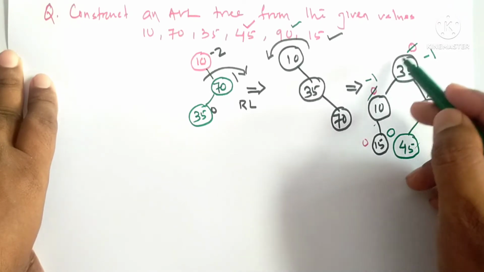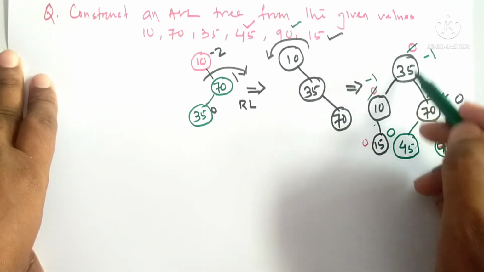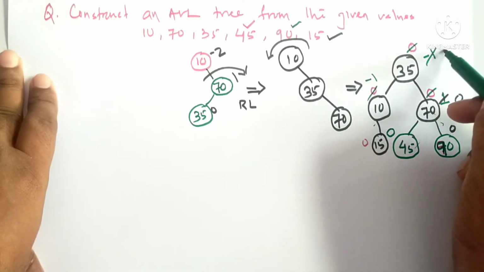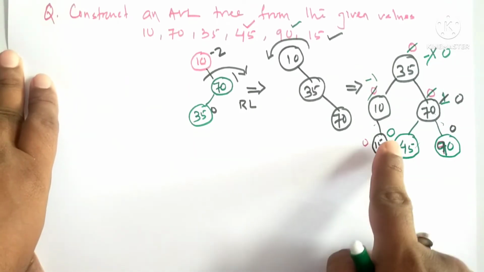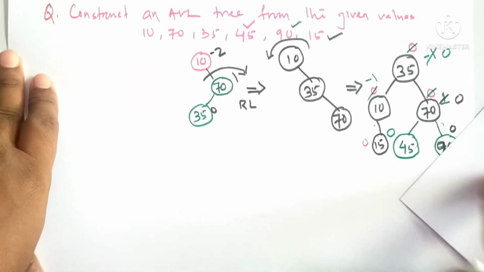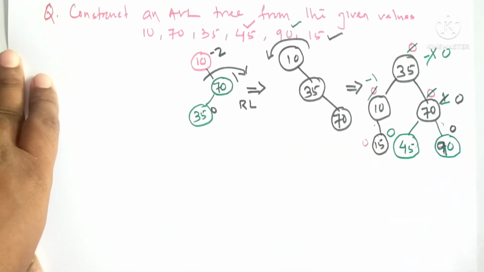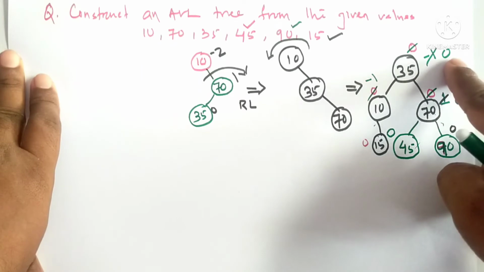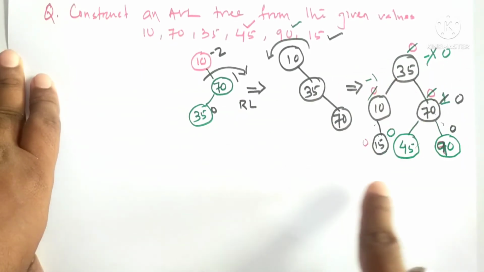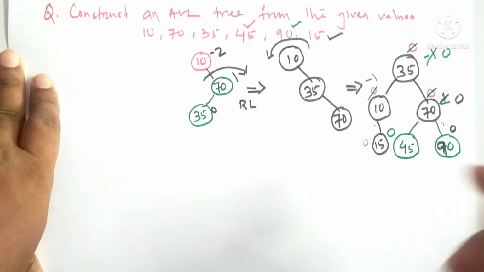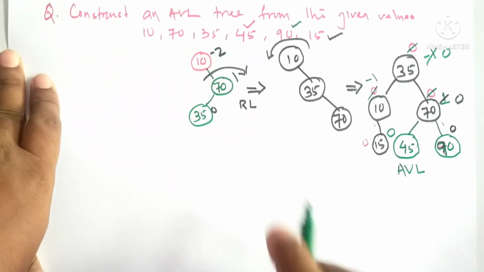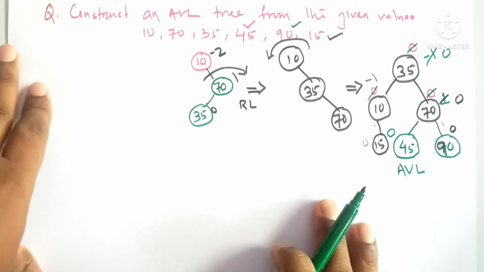And what is the balance factor of the node which contains 35? Left subtree height is 2, right subtree height is 2, 2 minus 2, it becomes 0 now. If you look at every node, 15's balance factor is 0, 45's is 0, 90's is 0, 70's is 0, here it is 0, here is also 0. So after inserting 15, your tree is an AVL tree. I can say that this is the final AVL tree after inserting the values given in the question.